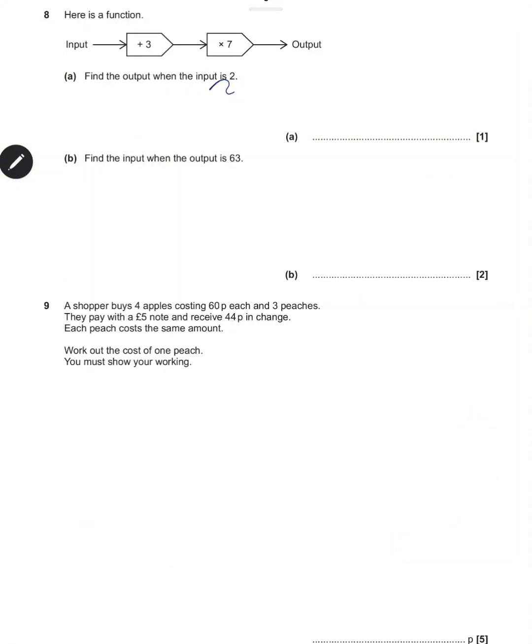Question 8, we've got a function machine and it says find the output when the input is 2. So 2 is going into this function machine. We're going to do 2 add 3, which is 5. And then 5 times 7 is 35.